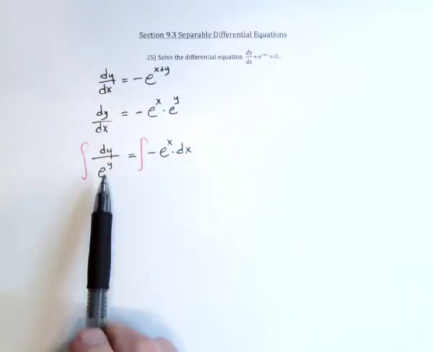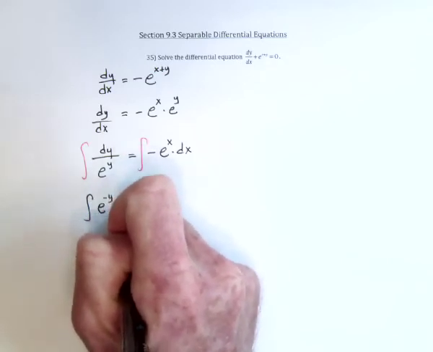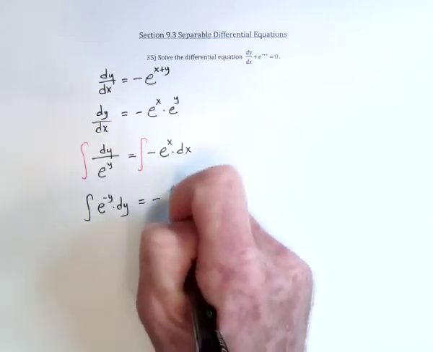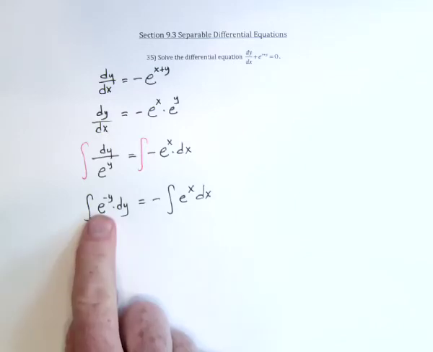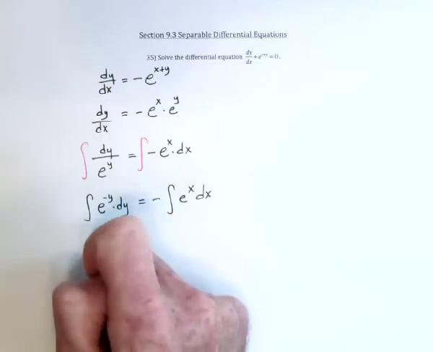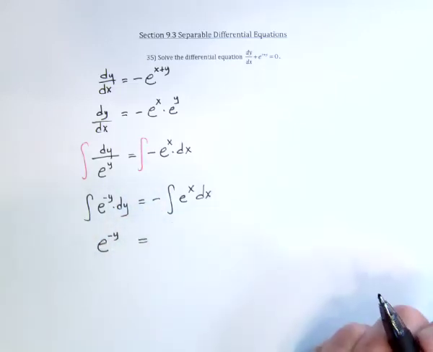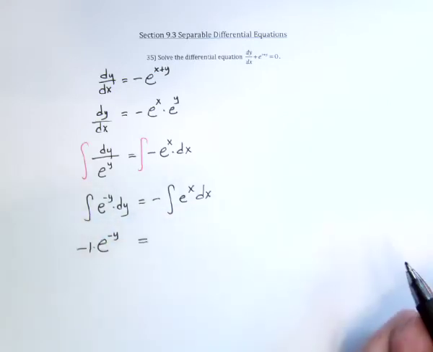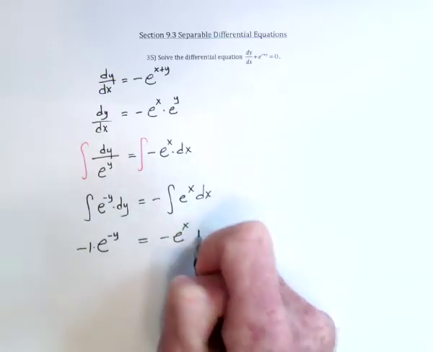Well, the way that this one's written, it's not really that easy to integrate, but if you just rewrite it as e to the negative y dy, then it'll be cinchy. So this one, the antiderivative of e is e, but then because the exponent is negative, if you use the chain rule, the derivative would be a negative 1, so we need a negative 1 here. And then this one turns out to be negative e to the x plus c.